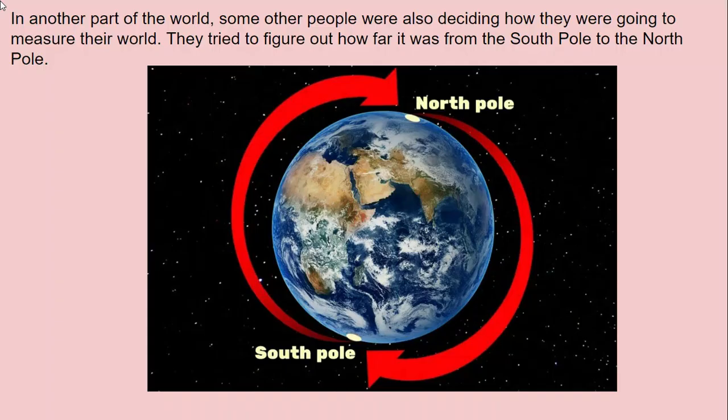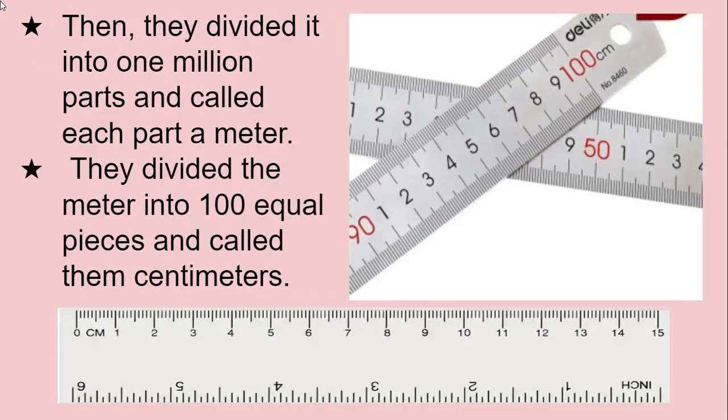In other parts of the world, some other people were also deciding how they were going to measure their world. They tried to figure out how far it was from the South Pole to the North Pole. Then they divided it into 1 million parts and called each part a meter. They divided the meter into 100 equal pieces and called them centimeters.